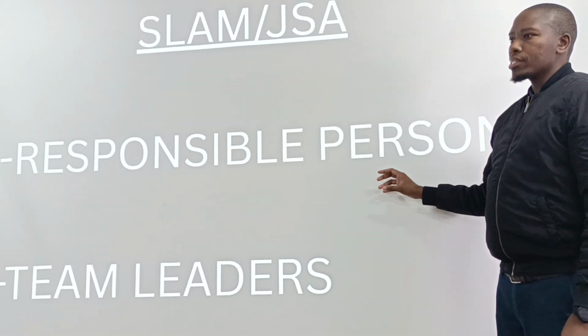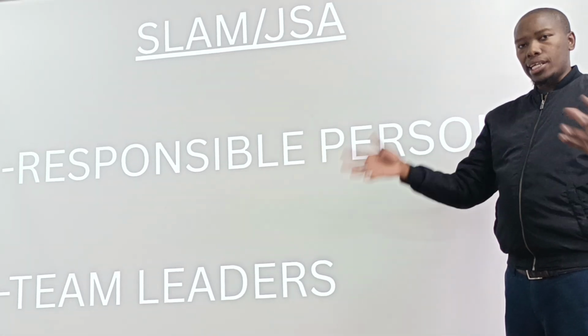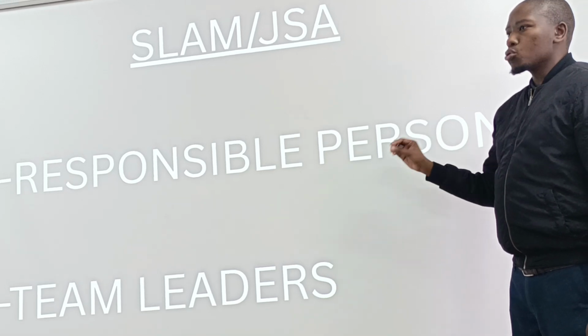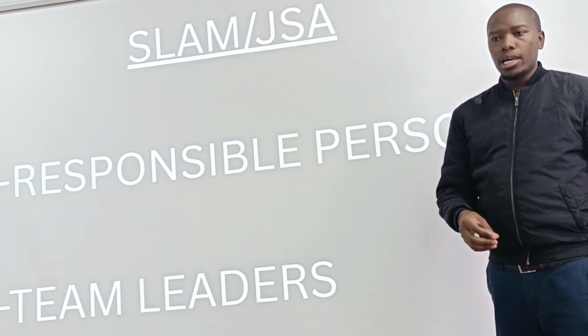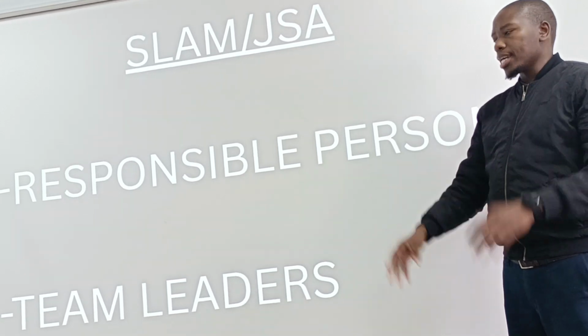If the controls cannot be implemented, that place shouldn't be declared a safe place. The responsible person has to make sure that the controls are there. If we don't have the controls, we stop the operation and start fixing.